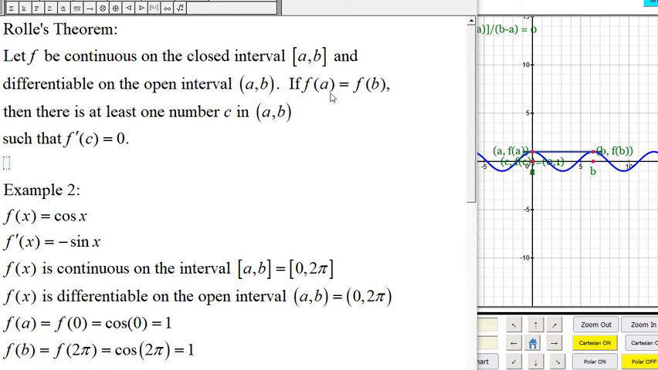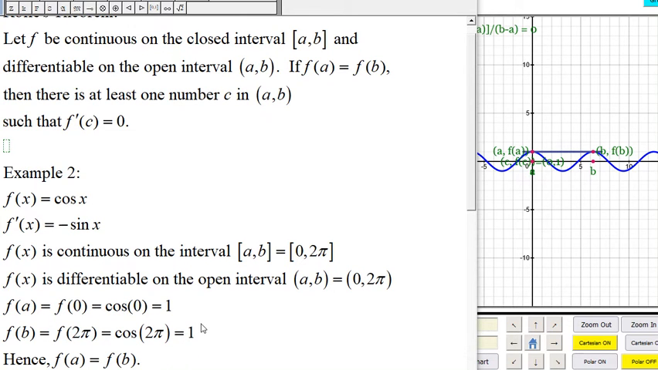One of the conditions in Rolle's theorem is that f of a must be equal to f of b. So we need to verify that. f of a is f of 0. To get f of 0, go back to the function and in the place of x, put 0. So we get cosine of 0, which is 1. B is 2 pi, so f of b is f of 2 pi. Go back to the function, in the place of x put 2 pi. We get cosine of 2 pi, which is also 1. And therefore we have f of a equal to f of b.